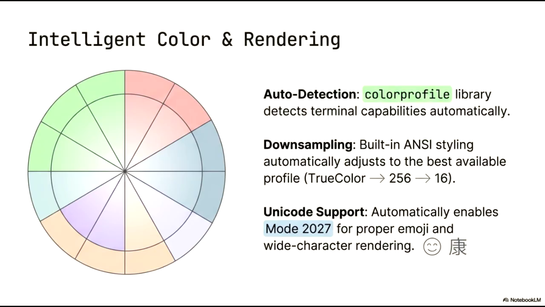First, the Color Profile Library provides seamless auto-detection of terminal capabilities, removing the need for manual configuration. Second, our built-in ANSI styling features intelligent downsampling. This allows the system to automatically adjust to the best available profile, transitioning smoothly from true color to 256 or 16 colors as necessary. Finally, we provide robust Unicode support by automatically enabling Mode 2027. This ensures that emojis and wide characters are rendered correctly, maintaining visual clarity and consistency across all outputs.